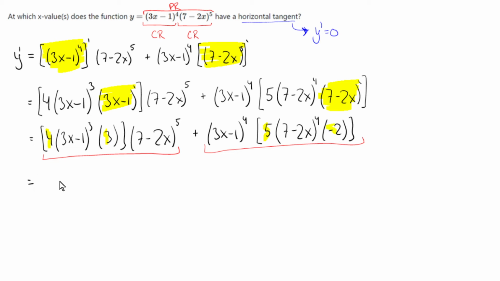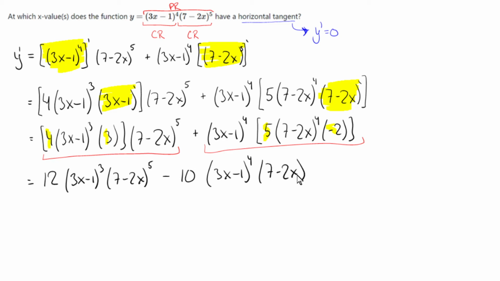So 4 times 3 is 12 times (3x minus 1) cubed times (7 minus 2x) to the power of 5. So that's essentially the first term plus, and we're going to combine these two terms. 5 times negative 2 is negative 10, so actually it's not going to be plus. It's going to be minus 10 times (3x minus 1) to the power of 4 times (7 minus 2x) to the power of 4. Like that. So this is the derivative of the function.